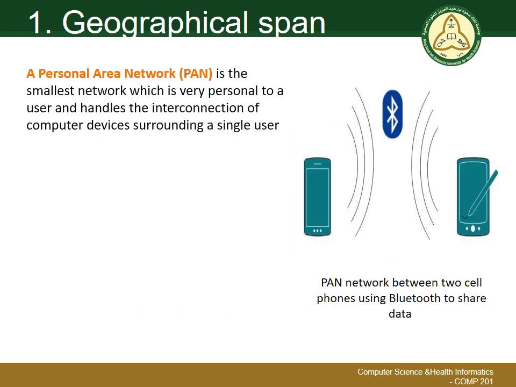So the smallest geographical span network is called the PAN, which stands for Personal Area Network. It is the smallest network, which is very personal to a user and handles the instruction of computer devices surrounding a single user. So we have a user here and another user here, and they can transfer data between those two different devices, or your Bluetooth headphone and your smartphone. This is also a network, and you can use the Bluetooth to send and receive data through.